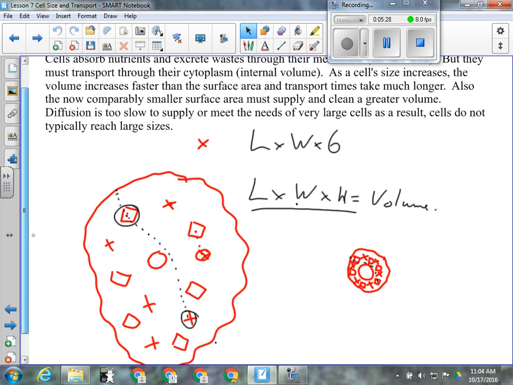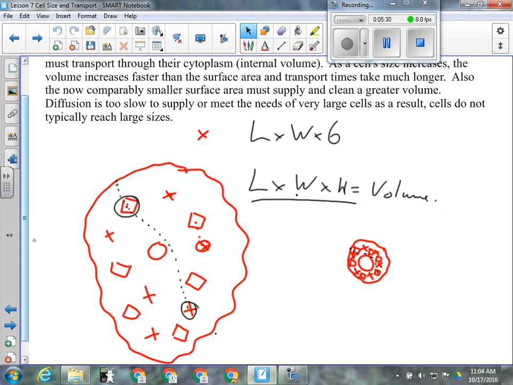Okay? Here's the thing. As a cell grows, so we've got a small cell here. As this cell grows, its surface area, that is how much membrane it has, also has to grow. It would be like if you grew from the inside and your skin didn't grow. Obviously, that would end badly. So as you grow, your skin needs to grow as well. Well, it's the same for a cell.